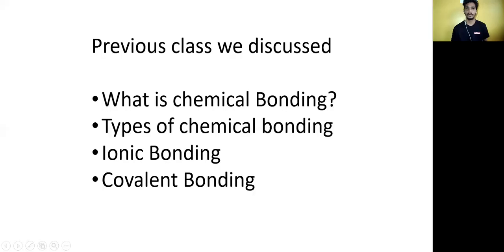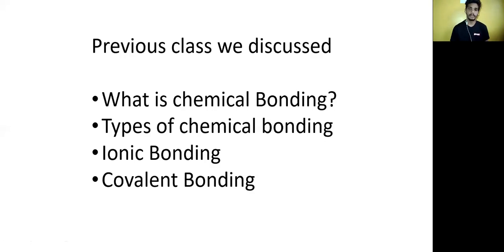Hello students, in the last session we discussed what chemical bonding is and the types of chemical bonding. We talked in much detail about ionic and covalent bonding. Now this is the second and last session of the chemical bonding chapter.